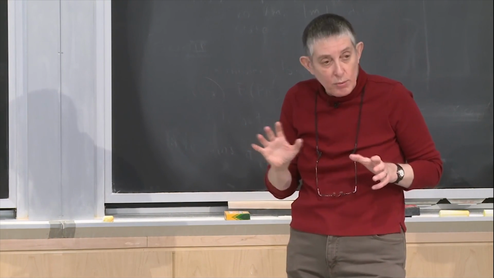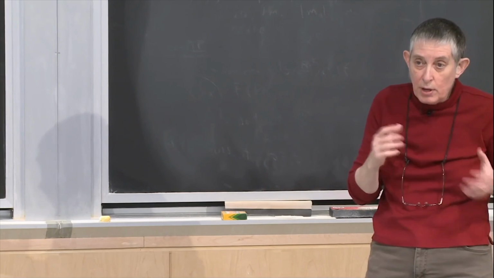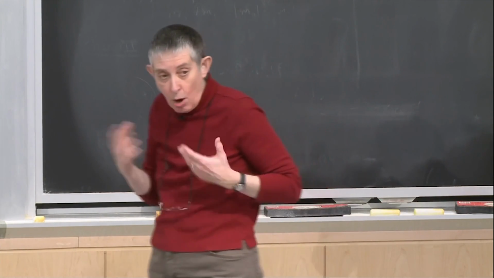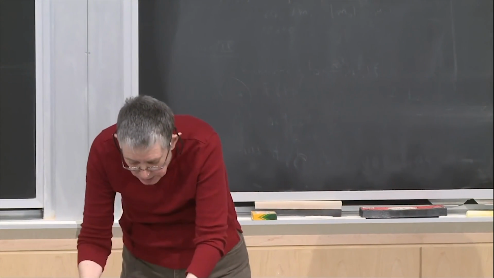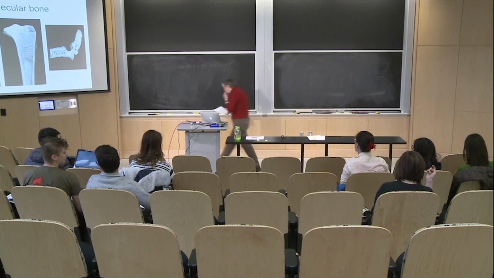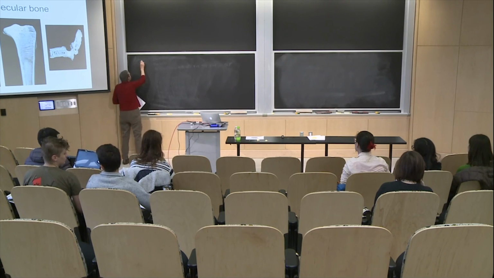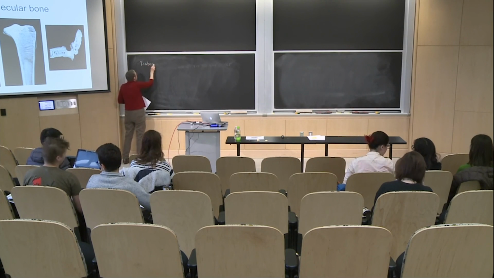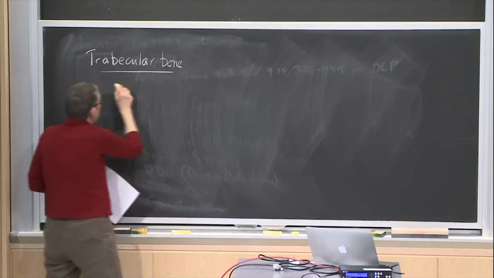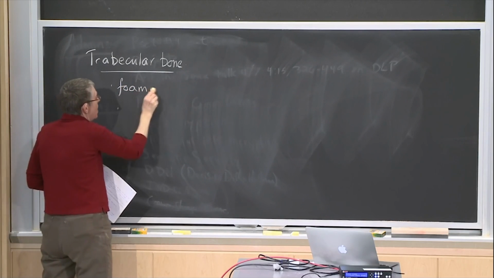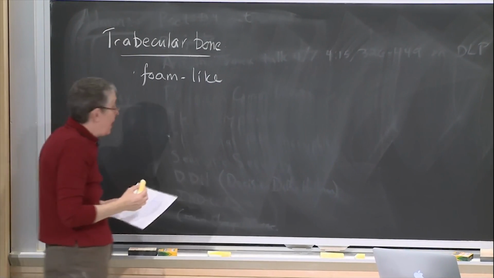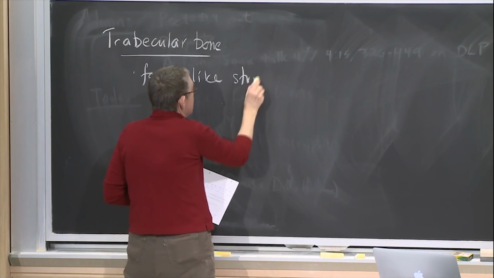And then I'll talk a little bit more about modeling bone like a foam and how it deforms and how it fails. And then we'll talk a little bit about how we can model osteoporosis. So let me write down some of these things. I guess let's start here. So trabecular bone has a foam-like structure, and what we're going to see is that we can use the models for foams to describe the mechanical behavior of the bone.